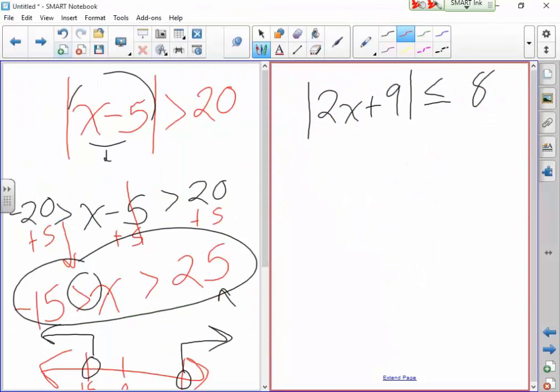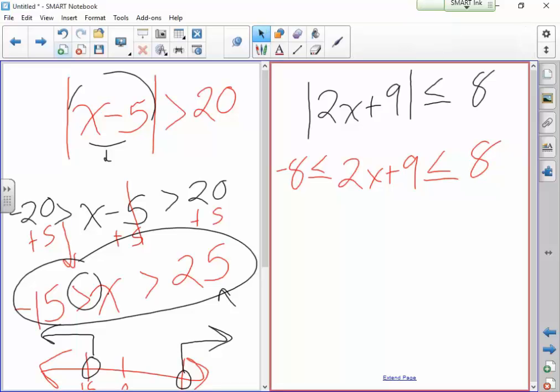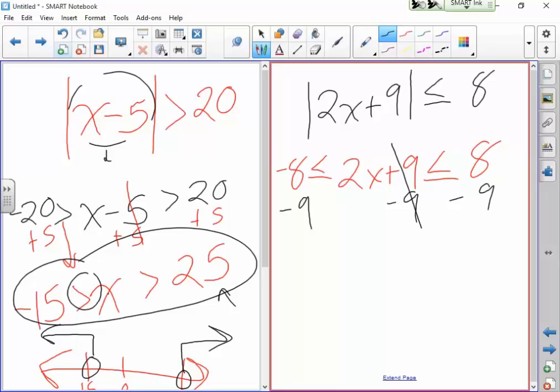So what do we do? Somebody talk me through, a new voice. You would bring down that 2x plus 9 is less than or equal to 8. And on the other side, you would put negative 8 is less than or equal to 2x plus 9. Very nice. Continuing, you subtract 9 from everywhere else too. Equal opportunity employer.